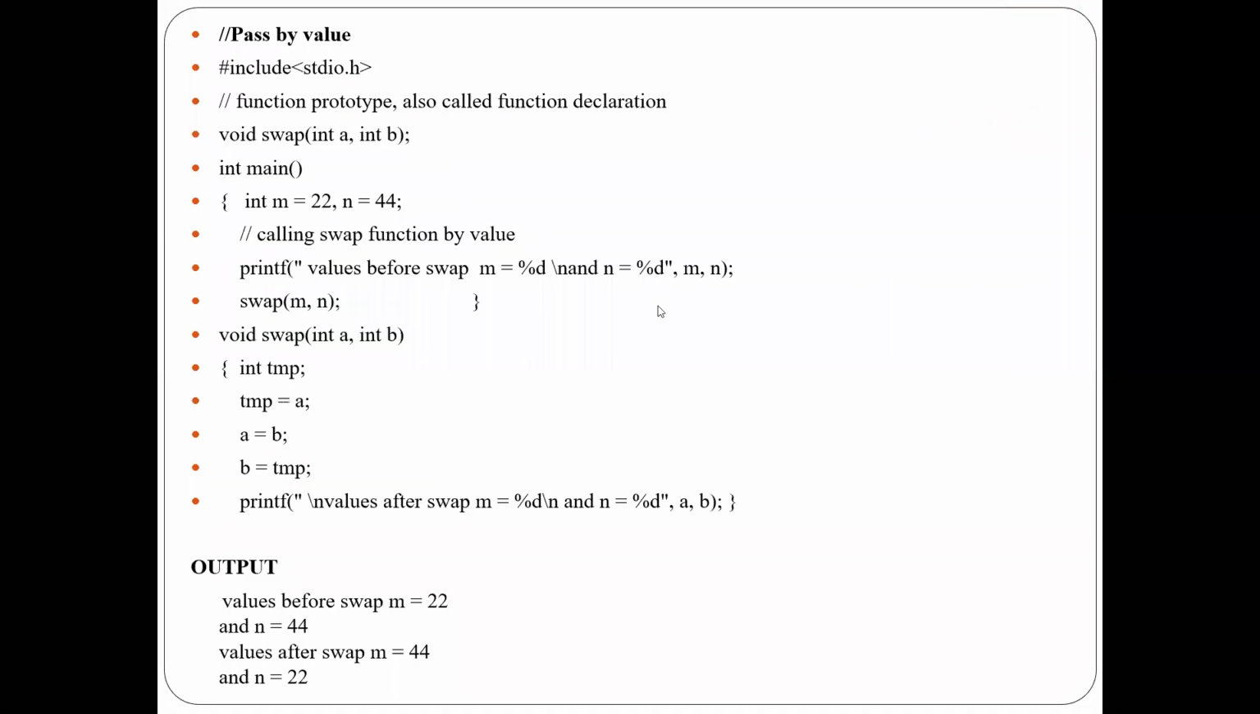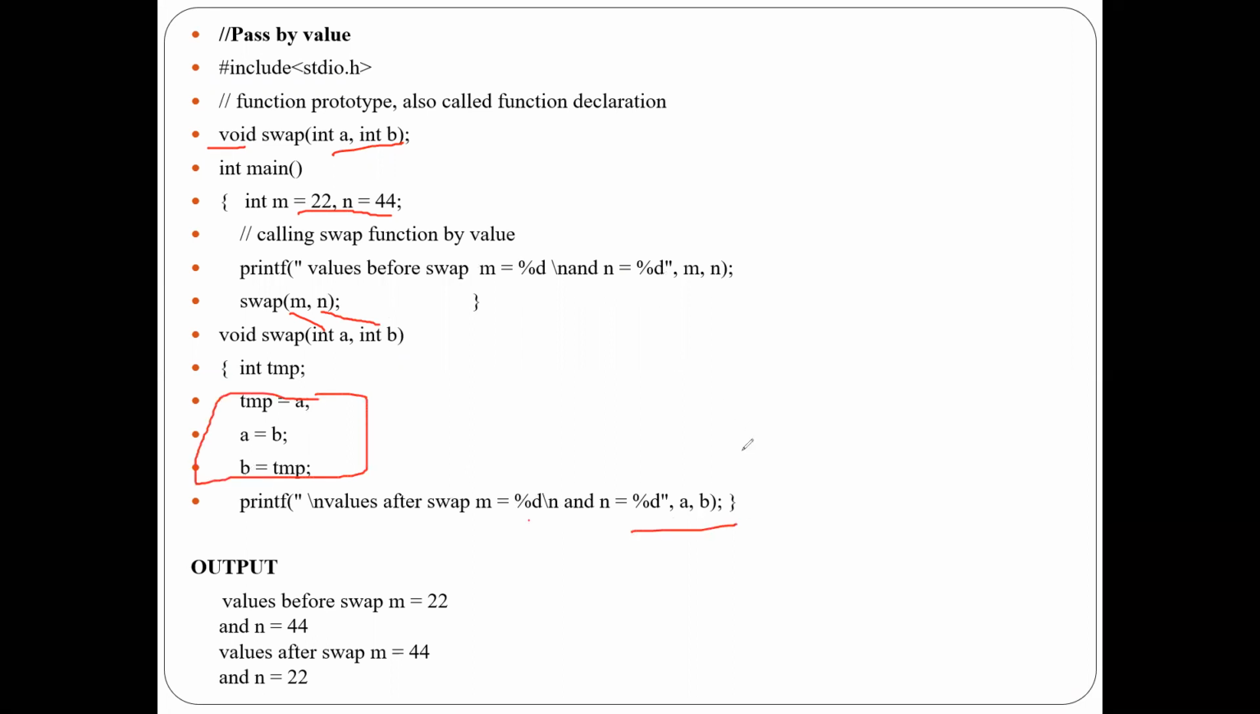Okay, so the example defined here has 2 arguments, and the function is void. Here the values of m and n are 22 and 44. We pass the value of m to a and n to b. When I change them, the values of a and b are swapped. Now what does it print? It prints 44 and 22 only. But after returning from the function to the main function, it will not be reflected in the values of m and n. The m and n values remain the same. That is the main thing about pass by value.